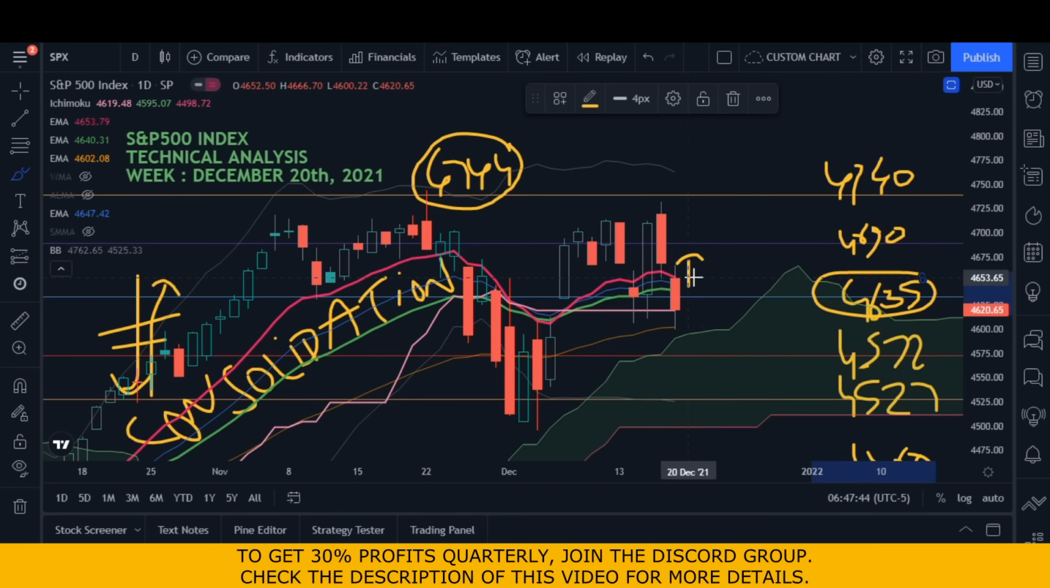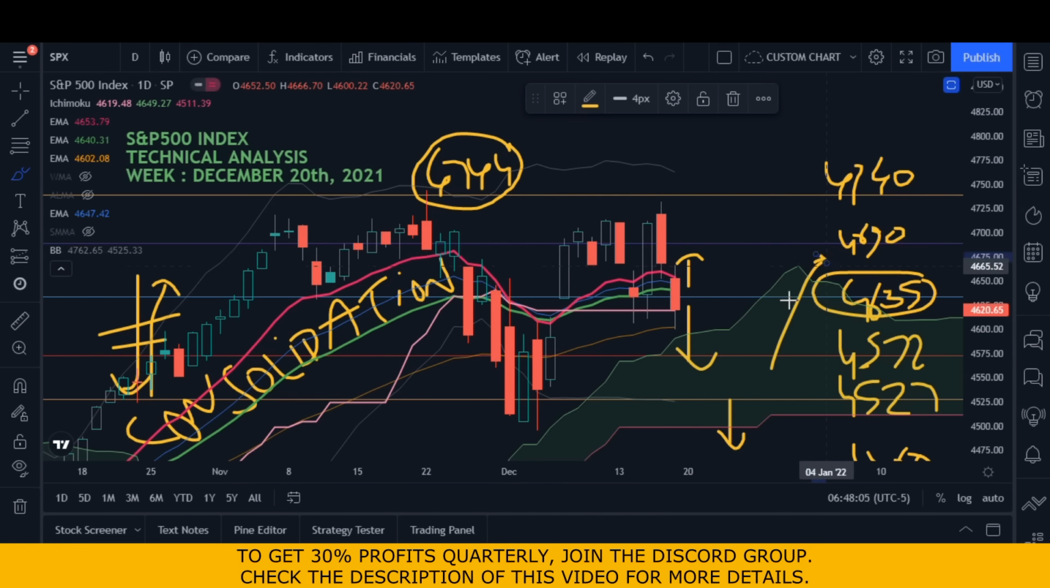And if not, in that case it will try to enter into the Ichimoku. Whenever the market is in Ichimoku, it is advisable not to trade, because you never know whether it is coming down or whether it will cross the Ichimoku, what's going to happen next. So let the market trade in the Ichimoku and let it come either this side or this side, and only then should you enter the trade. Anyway, this 4635 is critical.